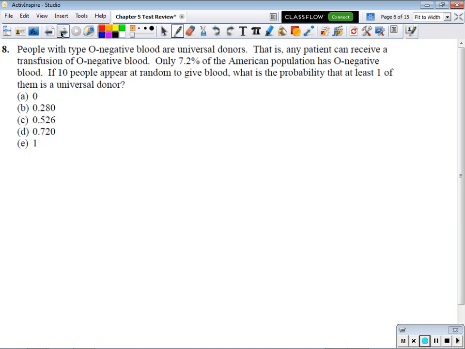For number 8, it says people with type O negative blood are universal donors. That is, any patient can receive a transfusion of O negative blood. Only 7.2% of the American population has O negative blood. If 10 people appear at random to give blood, what is the probability that at least one of them is a universal donor? So what we know is true from this problem here is that the probability that someone has O negative blood is 0.072. So we'll just put here, has O negative.